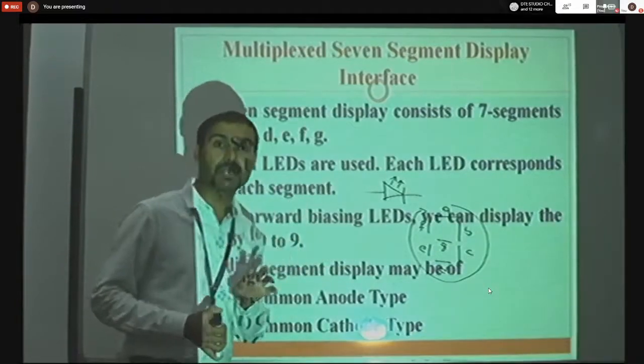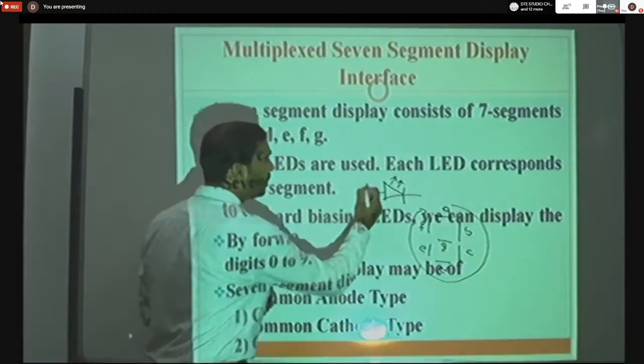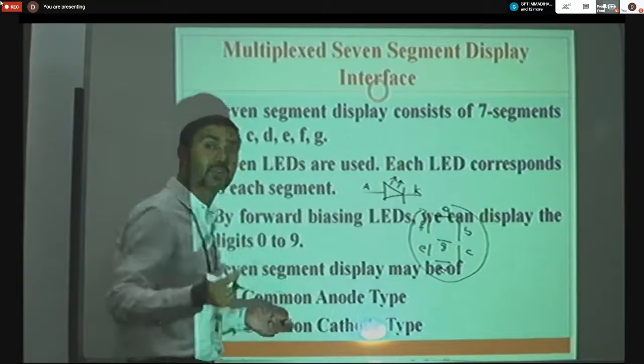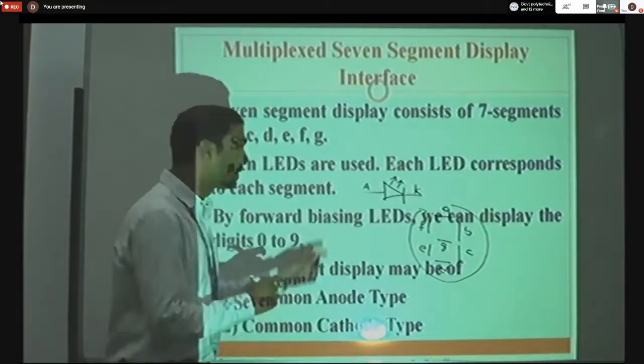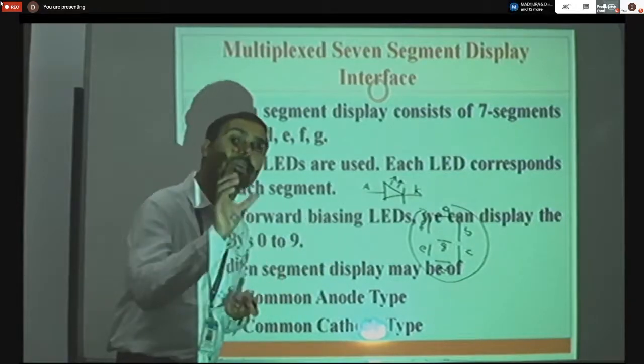What do you mean by forward bias? When the positive terminal of the battery is given to the anode, and the negative terminal of the battery is given to the cathode, then it is called forward biased. Here, if all 7 LEDs become forward biased, then only they will emit the light.